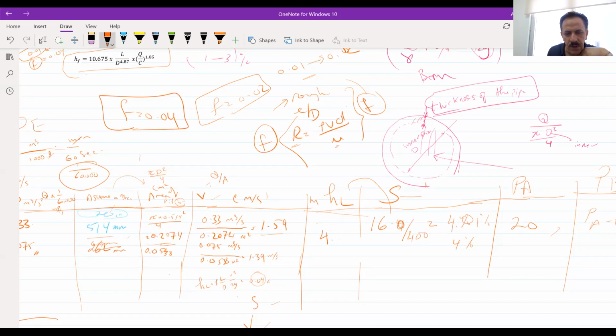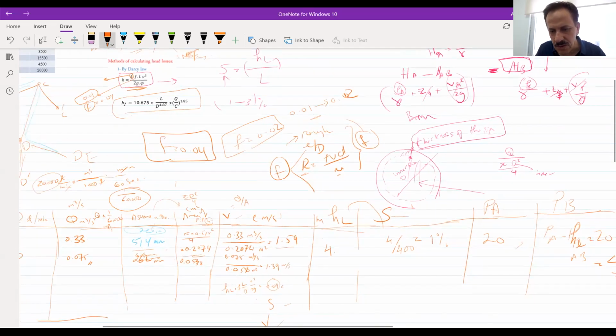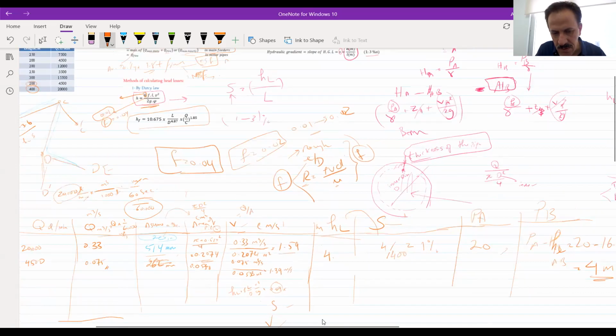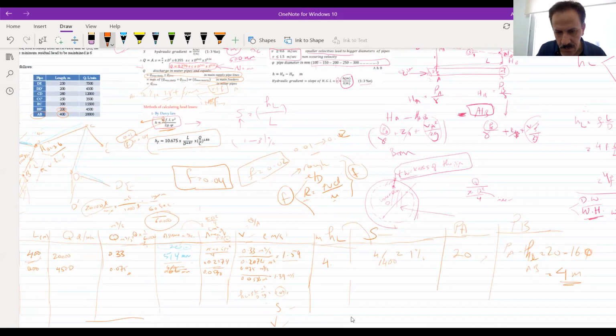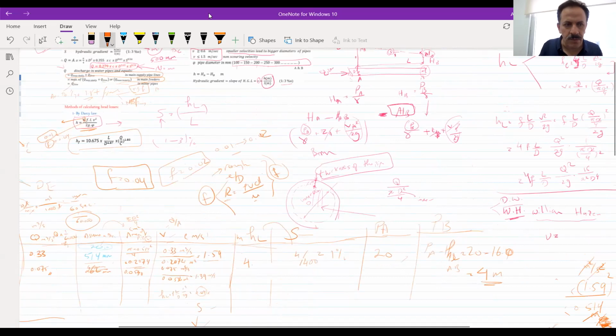It will be 4. And then 4 divided by 400 will become much smaller, so about 1%, right? Yes, 1%. And then the pressure at A is 20, so the pressure at B will become how much? 19 in this case. I'm sorry about that, I think we made a mistake. So it will become 19.